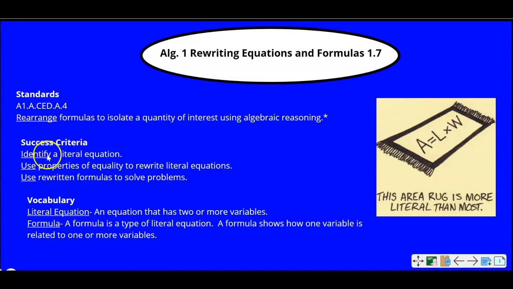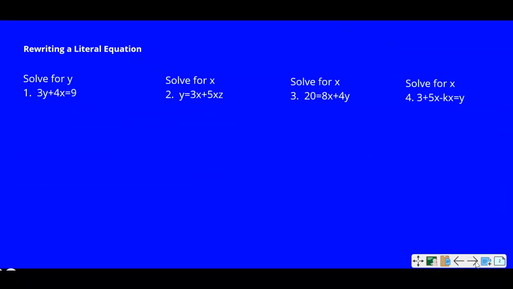To know if you're going to be successful or not, you need to be able to identify a literal equation, use properties of equality to rewrite literal equations, and use or rewrite formulas to solve problems. Key vocabulary that you need to know: literal equation, an equation that has two or more variables. A formula is a type of literal equation. A formula shows how one variable is related to one or more variables. All right, let's do some practice.